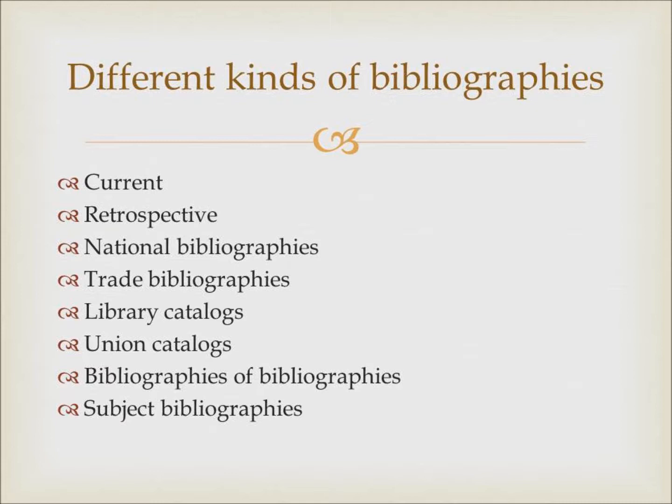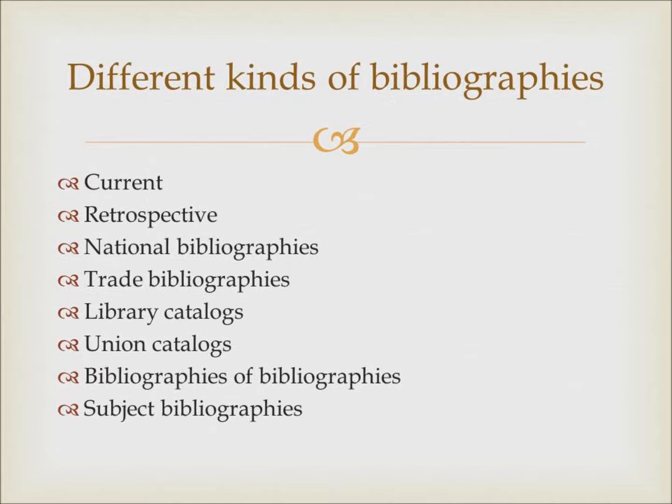Library catalogs are lists of materials that are held in the collection of a particular library. Union catalogs are lists of materials held in more than one library, like OCLC, which could be considered a union catalog. There are bibliographies of bibliographies, which are lists of bibliographies, and they're helpful maybe when you're trying to locate a list of works on a particular subject.